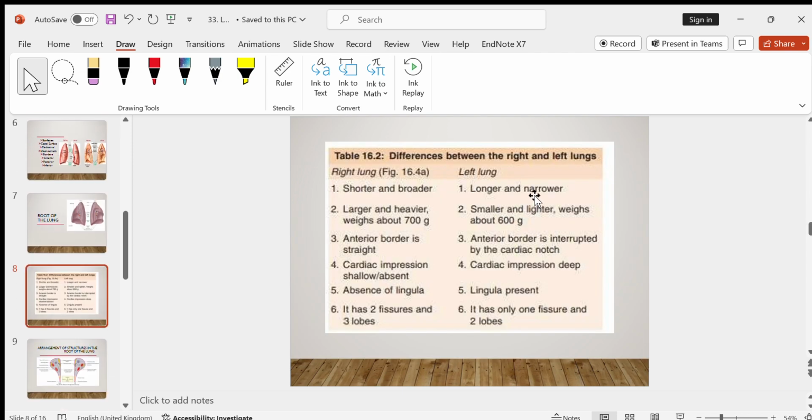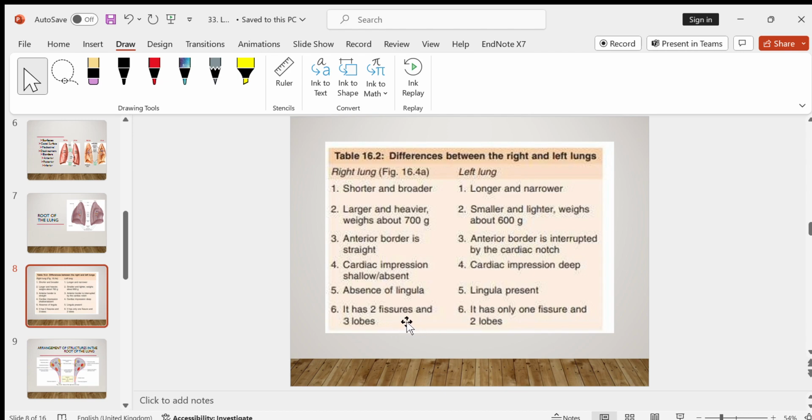Now, the differences between the two lungs are these differences: the shorter and the broader, larger and heavier, are minor differences. The main difference is that the right lung has an anterior straight border and the left lung has the cardiac notch, as I've mentioned before. In addition, the cardiac compression on the right lung is very shallow or absent, and it is very deep on the left lung. The right lung has no lingula and the left lung has an outward projection just below the cardiac notch that is called the lingula.